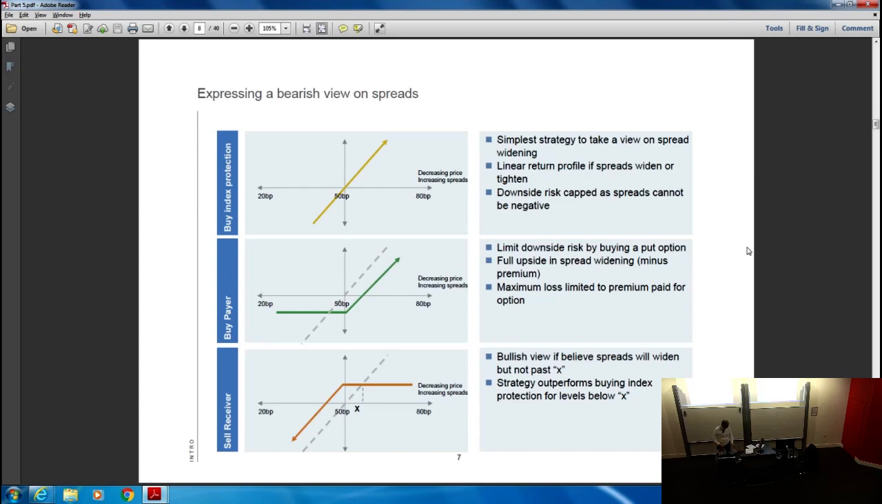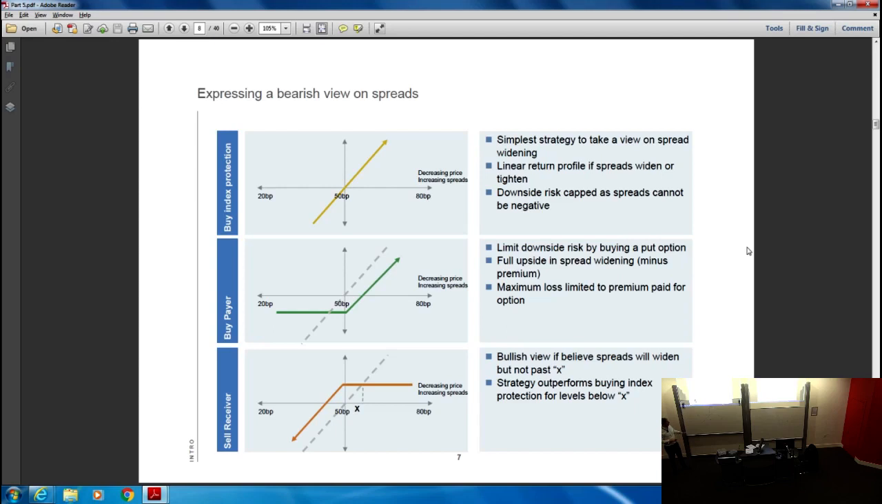So, if we draw our payoff diagram, let's say that's spreads going higher. Let's say this is 100 basis points, and this is 150 basis points. If we buy index protection at 100 basis points, we're going to make money. Let's say that's our P&L. As spreads go wider, we make money. As spreads go tighter, we're going to be losing money. This is zero P&L, let's say.